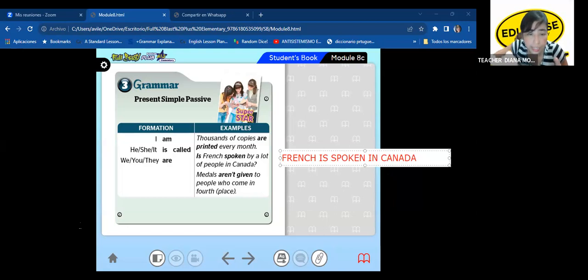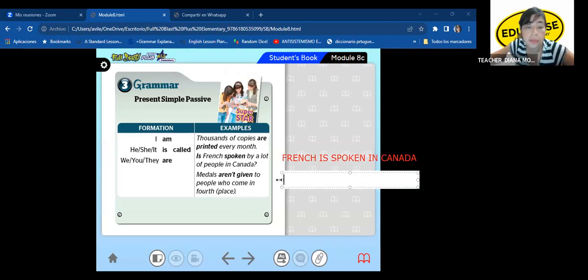Okay, look, the next: medals are given to people who came in fourth place. Medals are given every year. We can change here, right? Medals are given every year in the closing, for example. So what I care about is the action. What is the action? That they are giving, right? They are given.